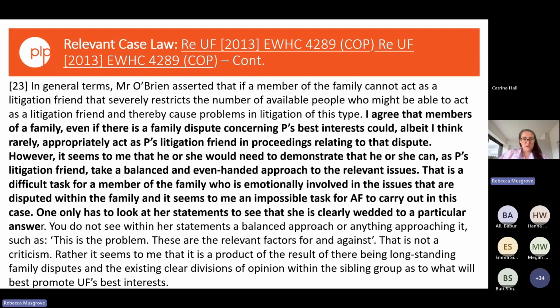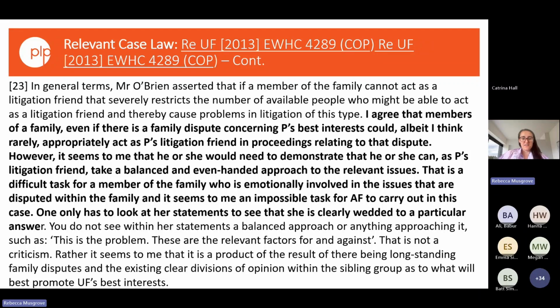So what RUF in 2013 goes on to say is that the proposed litigation friend would need to demonstrate that he or she can, as P's litigation friend, take a balanced and even-handed approach to the relevant issues. The obvious situation which is going to come up there, of course, is for family members. This is very personal. It's probably very emotional, and sometimes it's quite difficult for them to take that balanced and even-handed approach to the relevant issues, which is in effect what it goes on to say. It's a difficult task, it's emotionally involved, and sometimes if someone has a particularly strong view, then we need to try and balance that out.